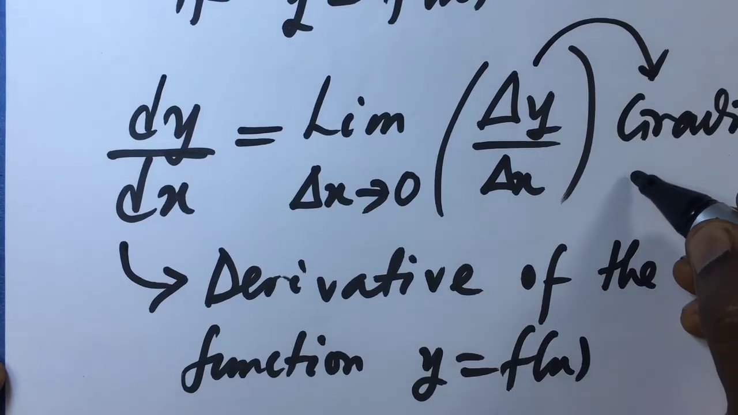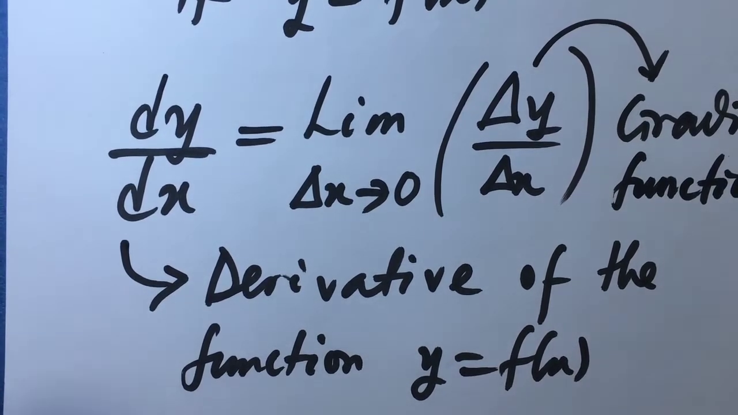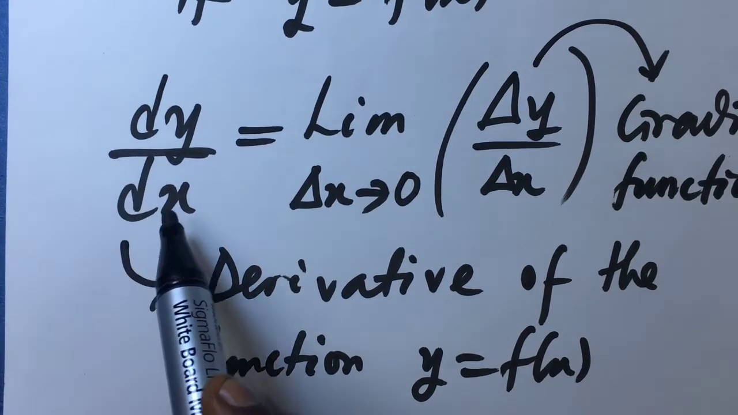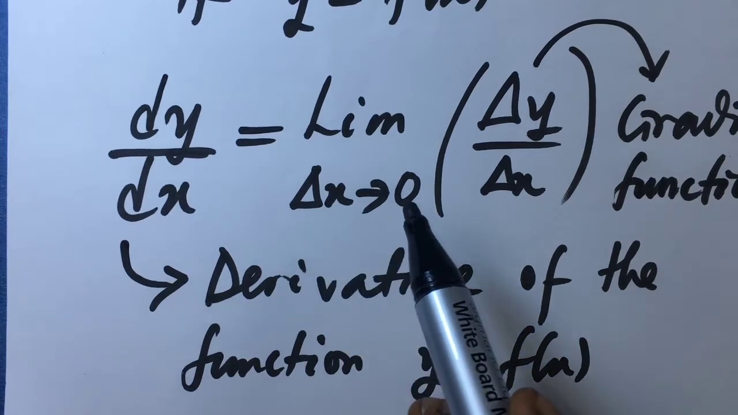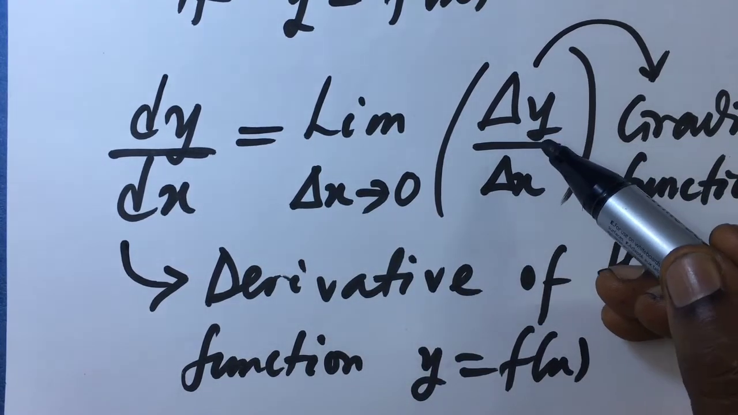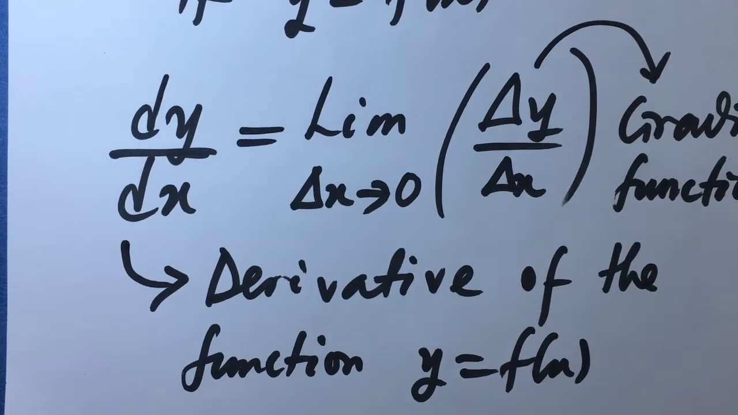Now let's move on to the next objective of this study. Remember, the derivative of a function represented by dy dx is the limiting value as change in x, an infinitesimal change in x, tends to 0 of what is called the gradient function. This ratio, change in y all over change in x.